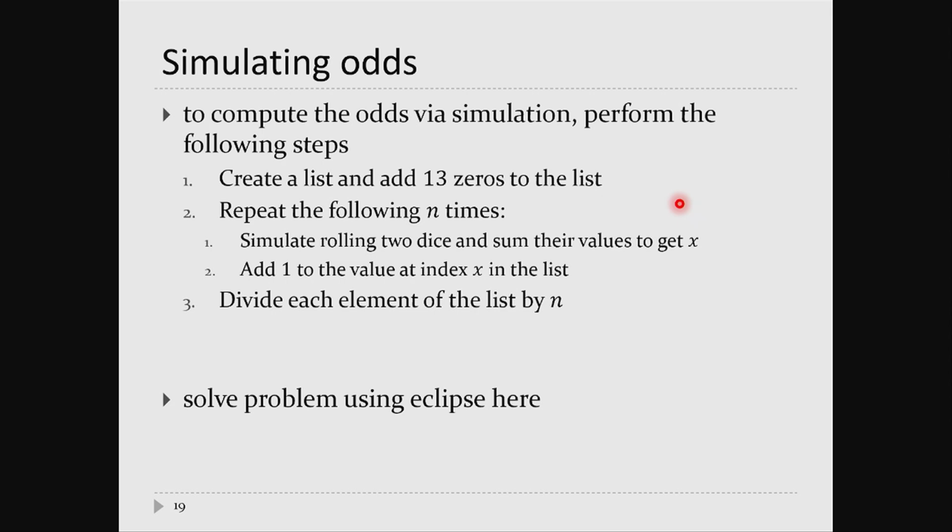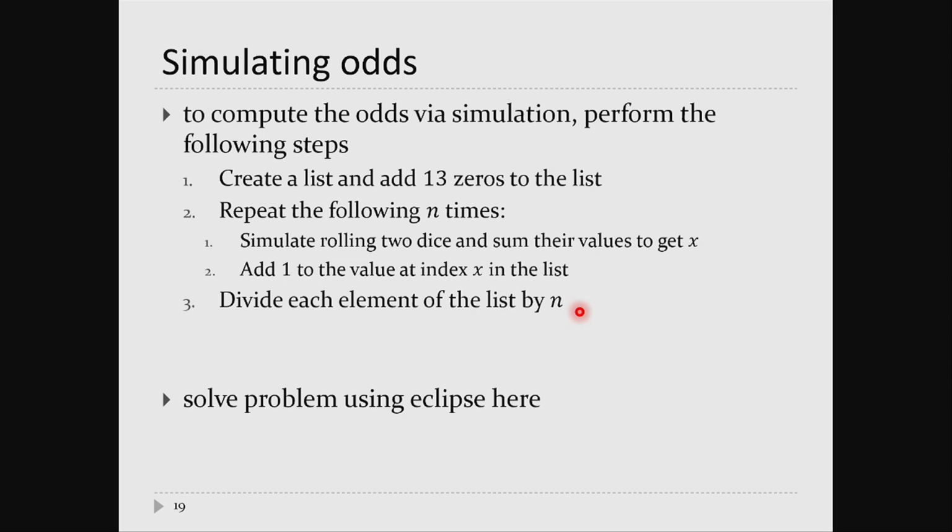Okay, and now you just repeat the following n times, where you're going to choose a large value of n. So that's a loop. Inside the loop, you roll 2 dice, you sum their values to get x, and then you just add 1 to the value at index x in the list. So the list is just keeping track of how many times you rolled a 2, 3, 4, 5, 6, 7, 8, and so on. To compute a proper probability or odds, you just divide every element in the list by n when you're done.